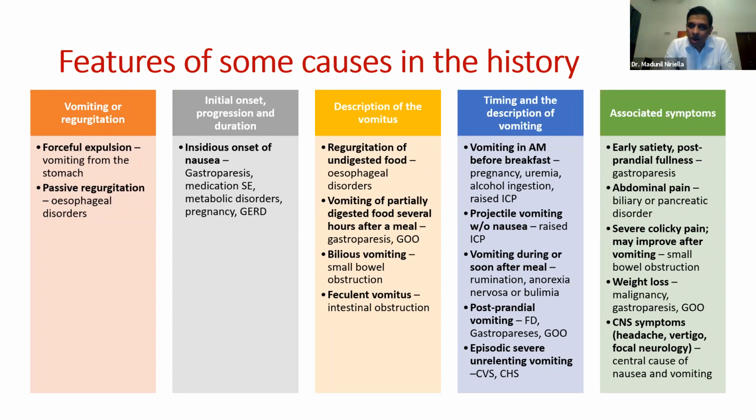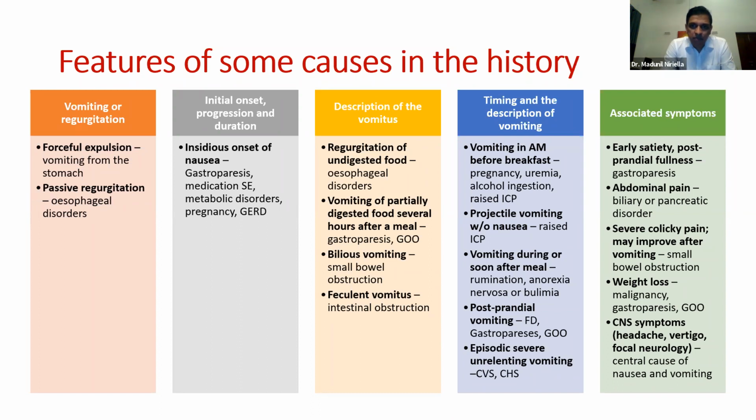Vomiting in the morning before breakfast is suggestive of either pregnancy, uremia, alcohol ingestion, or raised intracranial pressure. Projectile vomiting in the absence of nausea is suggestive of raised intracranial pressure. Vomiting during or soon after a meal is suggestive of rumination, anorexia, or bulimia-like eating disorders. Whereas postprandial vomiting an hour or later is more suggestive of functional dyspepsia, gastroparesis, or gastric outlet obstruction.